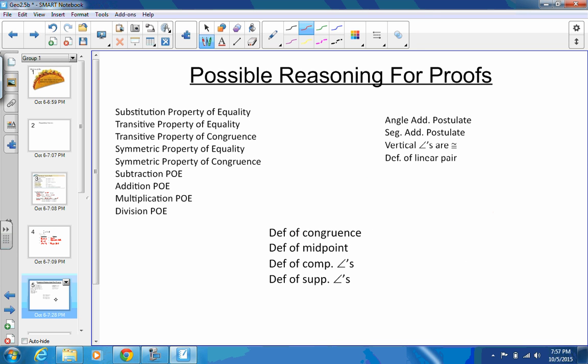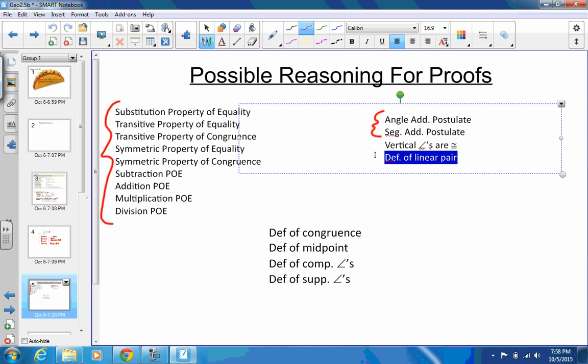Now we're going to do some more geometry ones, and these are still different things that we can use for giving reasoning for our statements. The first bunch here is all of the properties of equality and congruence that we just talked about. Those are all usable. I also want to mention that the two postulates that we talked about are also usable. And I actually want to take this.